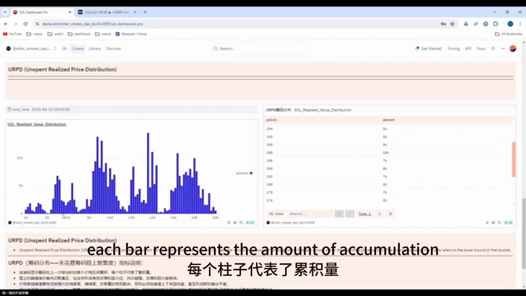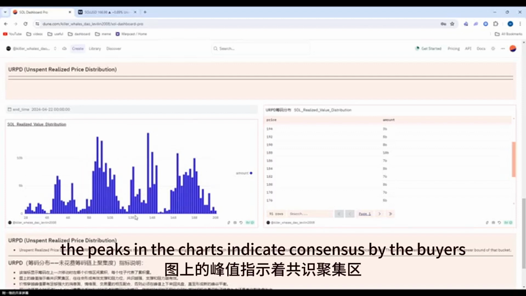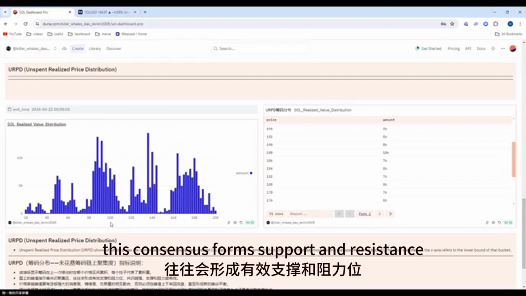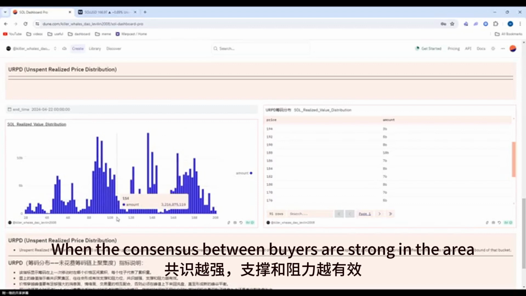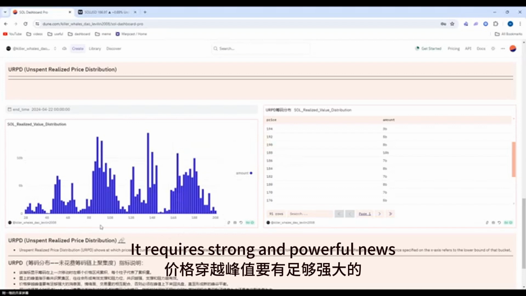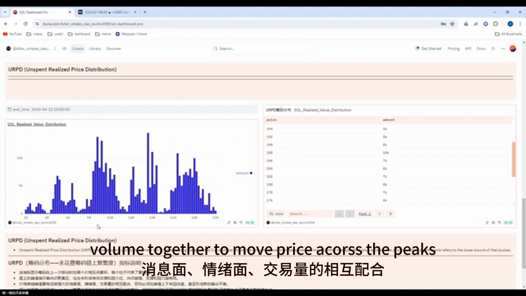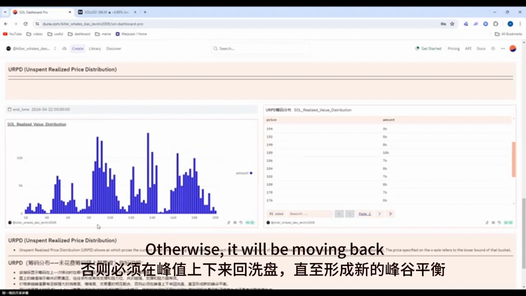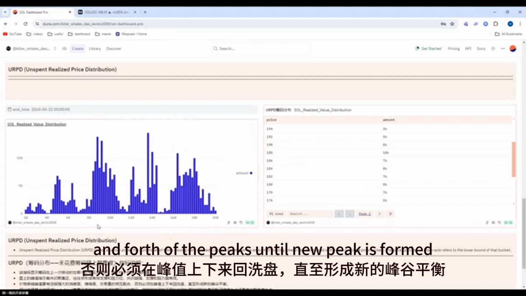Each bar represents the amount of accumulation. The peaks in the chart indicate consensus by the buyers. This consensus forms support and resistance. When the consensus between buyers is strong in the area, it also makes the support and resistance more effective. It requires strong and powerful news, emotions, and trading volume together to move price across the peaks. Otherwise, it will be moved back and forth between the peaks until new peaks are formed.